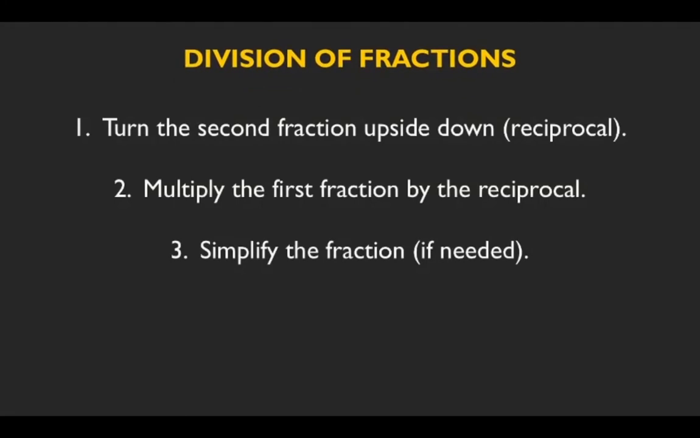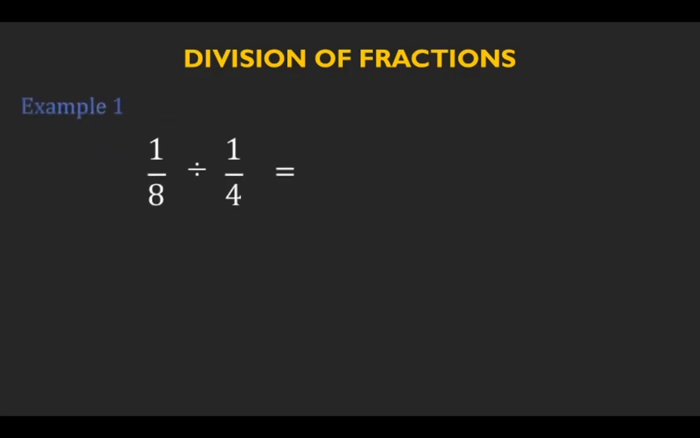Division of fractions. In dividing fractions, we have to do the following. 1. Turn the second fraction upside down. This becomes its reciprocal. Then, multiply the first fraction by the reciprocal. And third, simplify the fraction if needed. Let's see some examples. Example 1. Dividing a fraction by a fraction. We change the second fraction into its reciprocal form and we multiply.